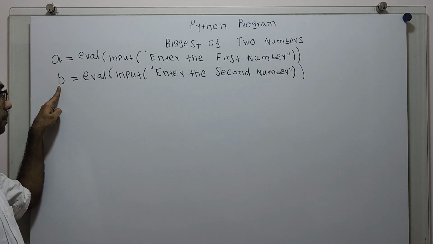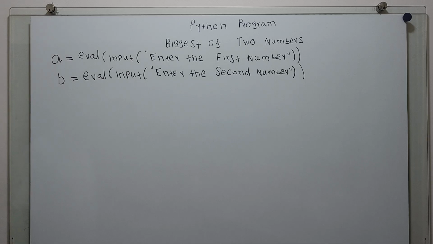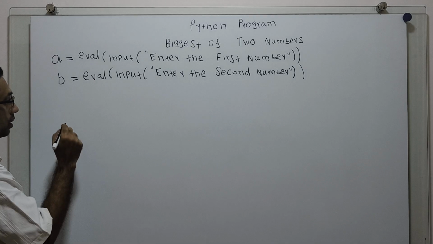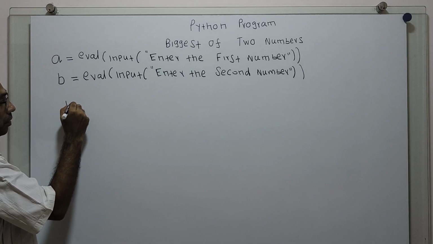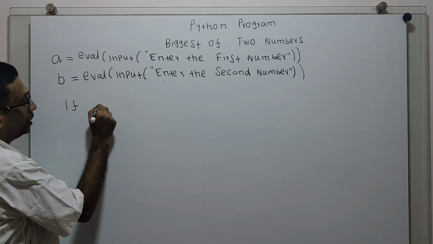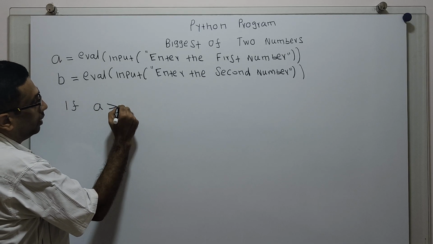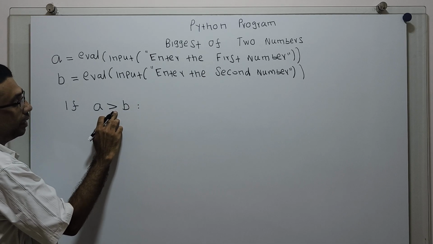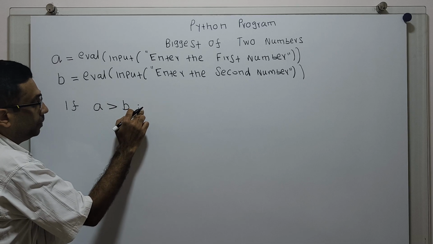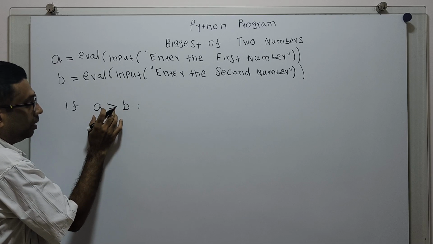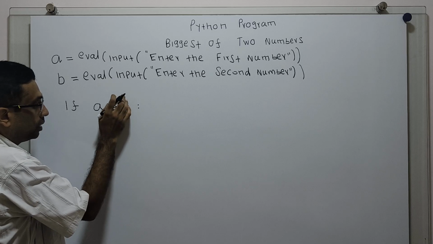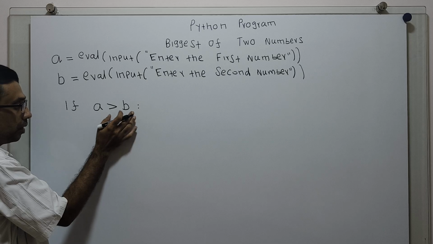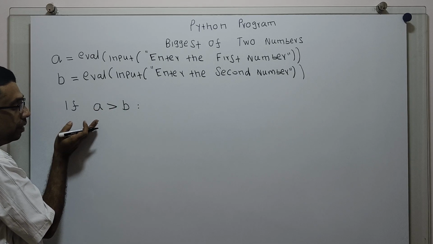Now I am going to use an if-else statement to compare the values in the variables a and b. For the if statement, I am giving the condition a greater than b, and you have to give a colon. If a greater than b is true, the statement under the if block will get executed. To give a scope for the body of the if statement, you have to give a tab space.